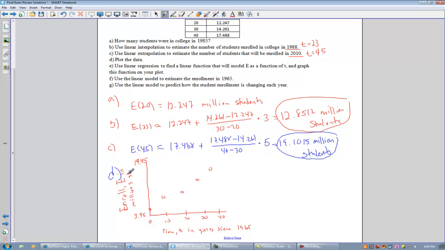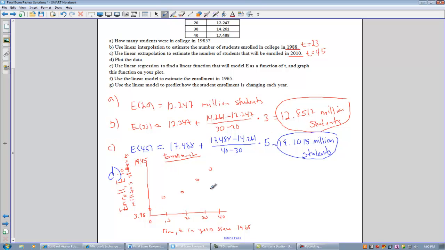Of students. Not easy to write on this board, but you know what I mean. So, students. All right, then you should title it, and then let's just title this enrollment for enrollment in colleges and universities. Okay, so that's part D, good enough.